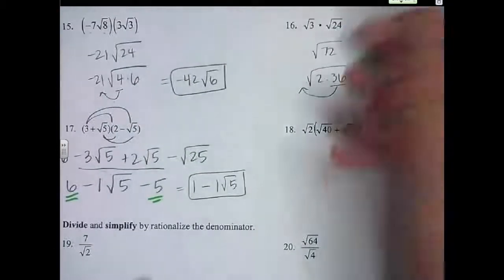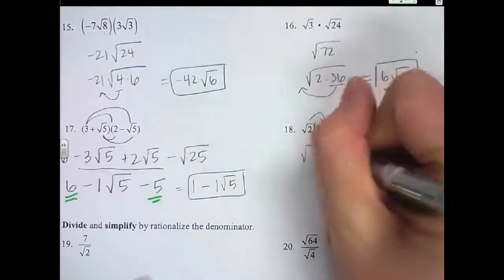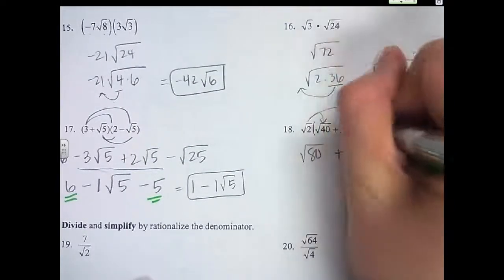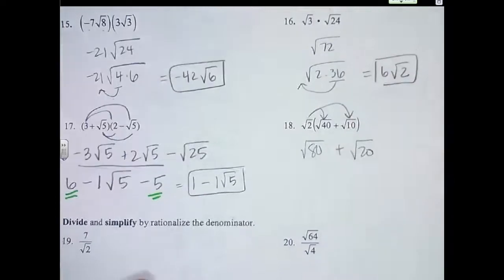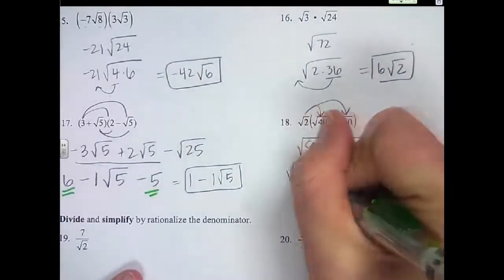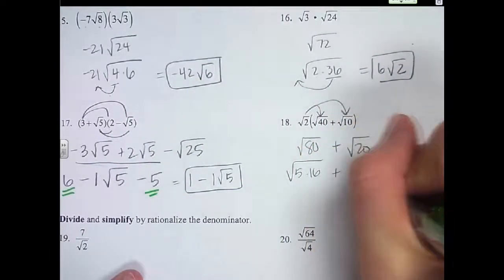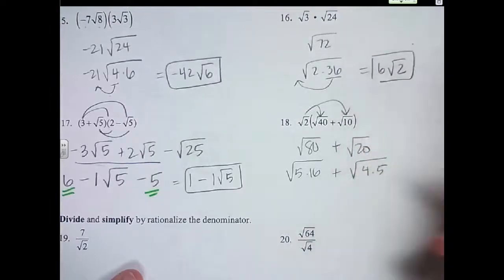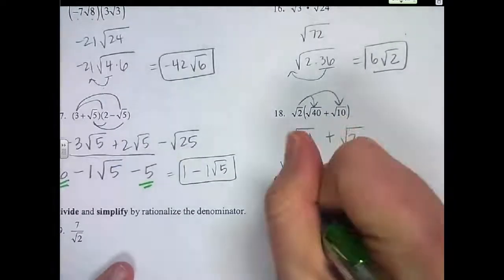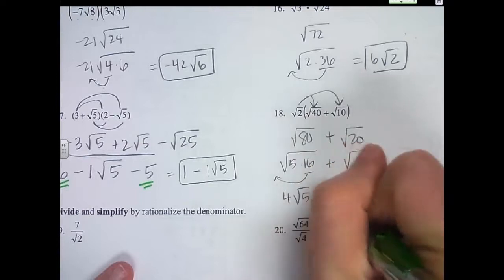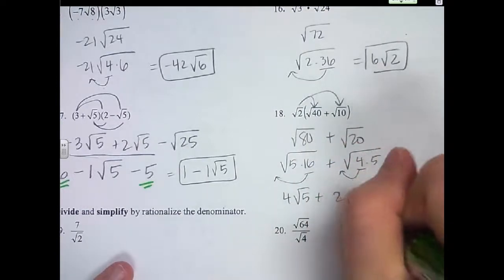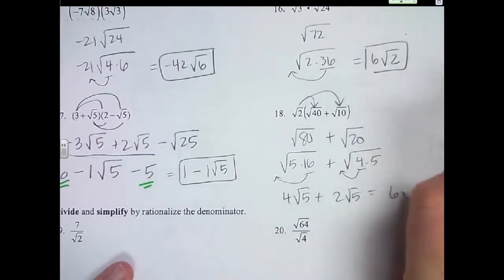Number 18, I'm just going to distribute. So that becomes square root 80 plus square root 20. And now I'm going to simplify. So 80 is 5 times 16. 20 is 4 times 5. Square root of 16 is 4. Square root of 4 is 2. So that's 6 square root 5.